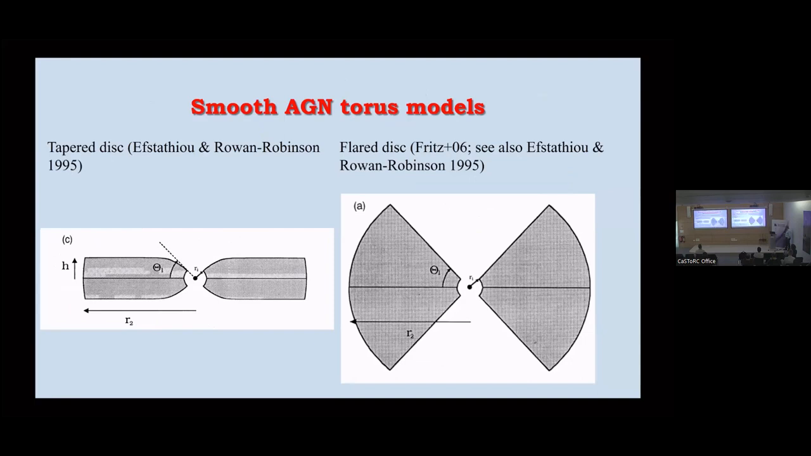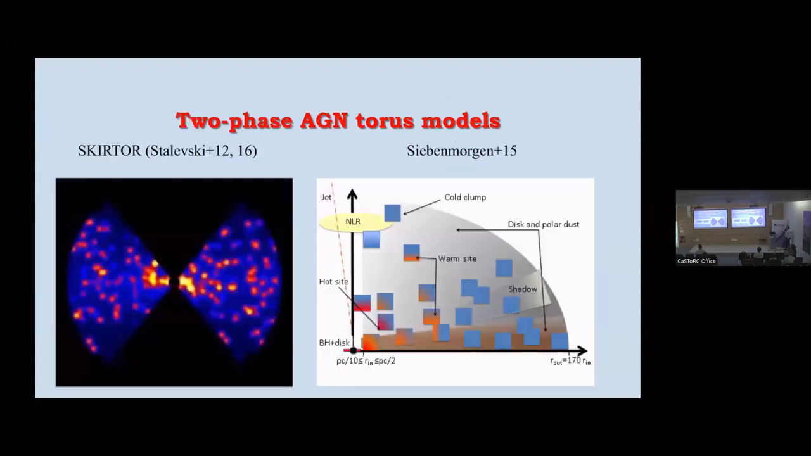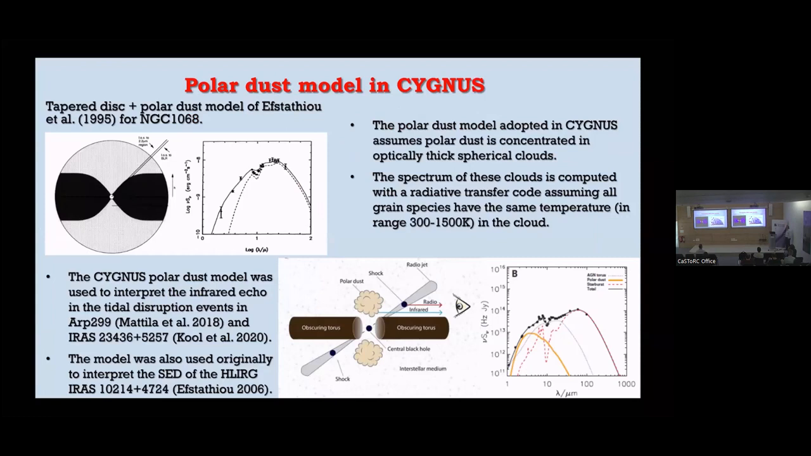These are examples of what we call smooth tori. These are examples of what we call two-phase tori, where you have a smooth medium and clumps within it. The left is the model by Skirtor, which I mentioned earlier. On the right, the model by Siebenmorgen. There is also a polar dust region, as dust is not just in the torus, there's probably a little bit of dust in the polar regions, which you need to take into account.